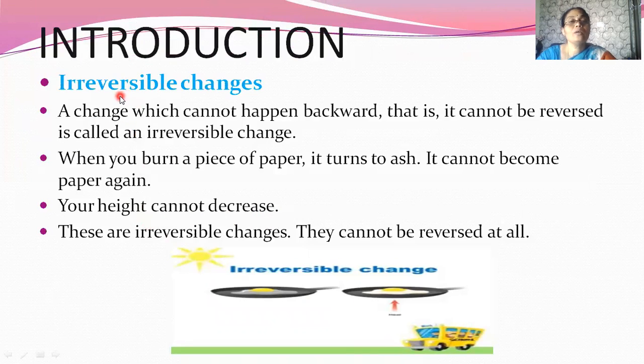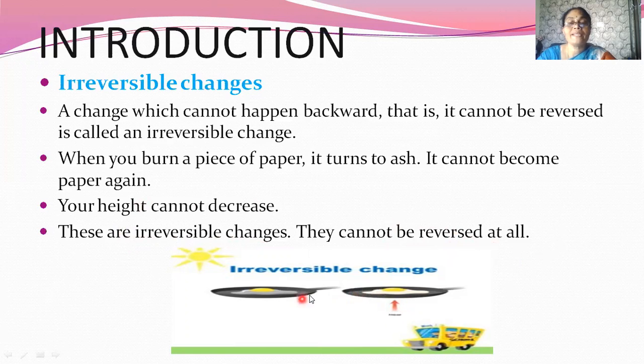Now let's see what are irreversible changes. Irreversible means that it cannot be reversed. A change which cannot happen backward or which cannot be reversed is called an irreversible change. For example, if we burn a piece of paper, then it gets converted into ash. Then this ash cannot be converted into paper again. Another best example is our height. We cannot decrease our height. These are the best irreversible changes. They cannot be reversed at all.